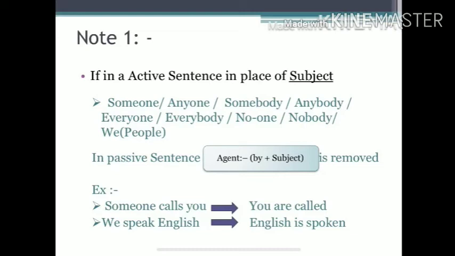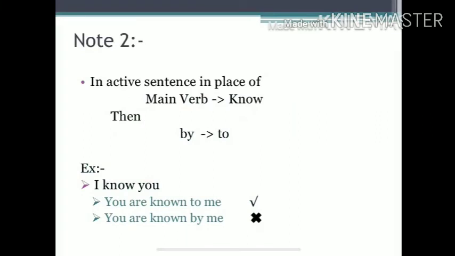Let's see this with the help of a few examples. First example, someone calls you. You will change it into you are called. It doesn't change into you are called by someone, right? Because the agent, by plus subject, we have to remove. Same goes for the second example, we speak English. Here we is used for general people, like above we have written. So it will change into English is spoken. We will not change it into English is spoken by us, because the subject will be removed, because we is used for people.